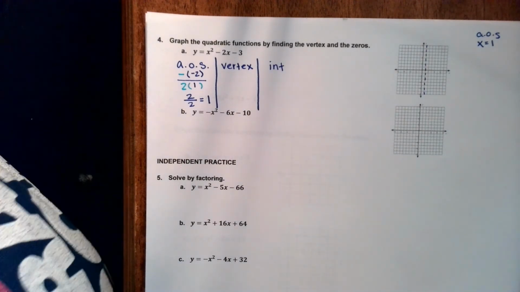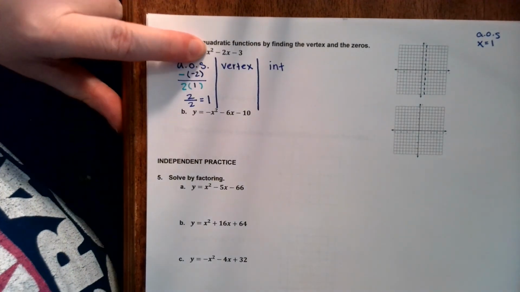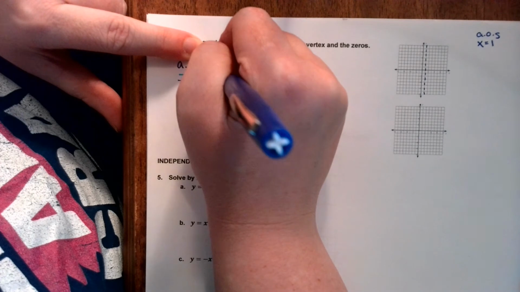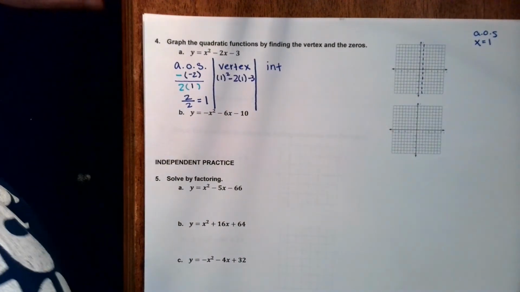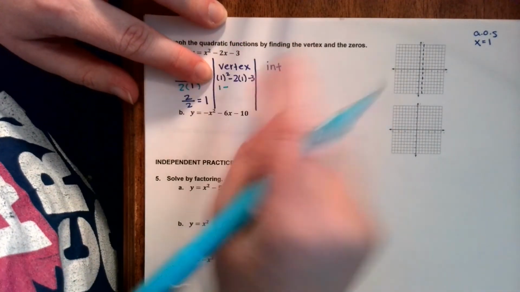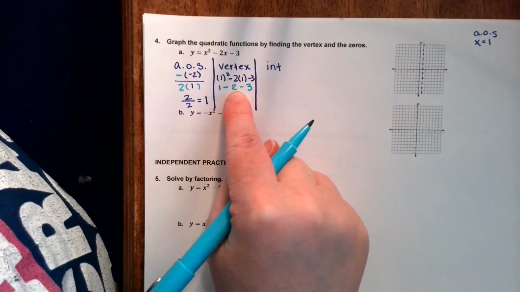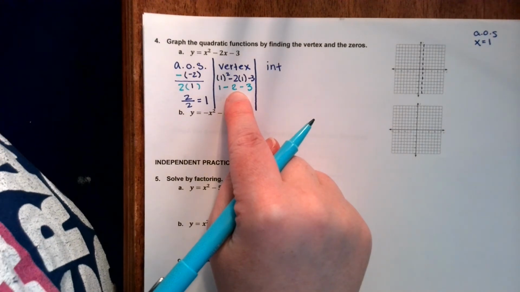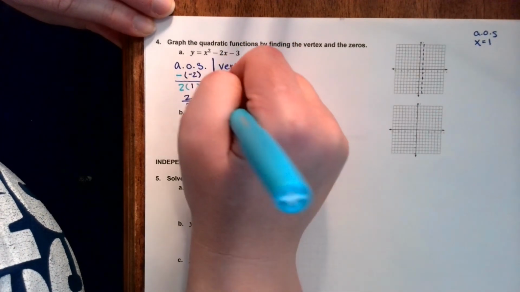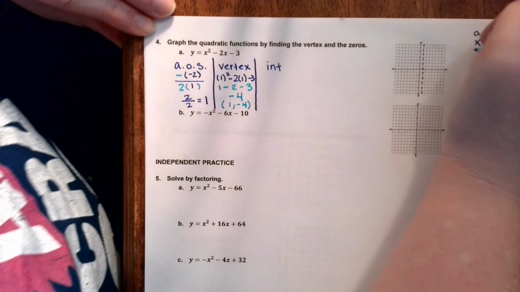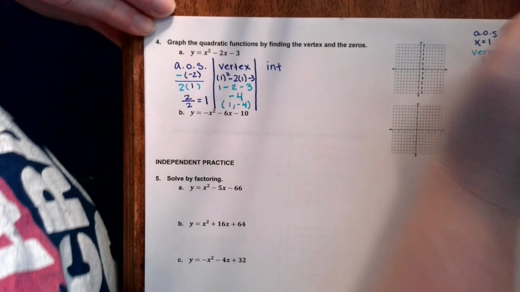Okay. All right, then the vertex, we're going to take 1 and plug it in for x. So this becomes 1 squared minus 2 times 1 minus 3. Okay, 1 squared is 1. 2 times 1 is 2. And then we have minus 3. 1 minus 2 is negative 1. And negative 1 minus 3 is negative 4. So my vertex should be 1, negative 4. Okay. So 1, negative 4.